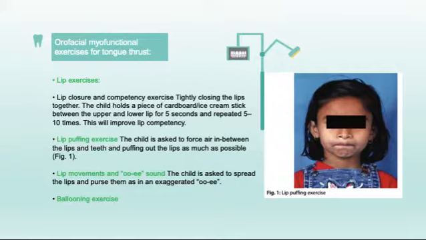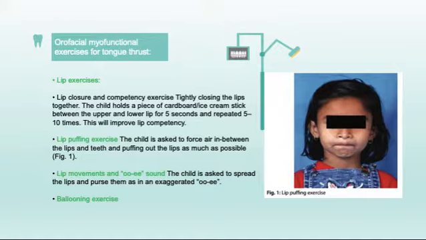Lip puffing exercise. The child is asked to force air in between the lips and teeth and puff out the lips as much as possible, like figure number 1, lip puffing exercise. Lip movement and OE sound. The child is asked to spread the lips and pucker them as in OO and AH.